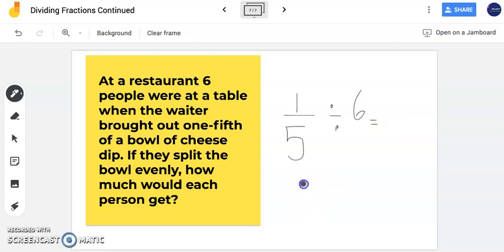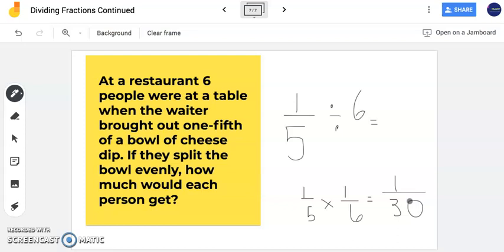So now when we divide, we have 1/5, and we're going to multiply by the reciprocal of 6, which is 1/6. So really, each person is only getting 1/30 of that cheese dip. So imagine that little amount of cheese dip left at your table, and every single person wants an equal amount. They're only going to actually get 1/30 of that original dip, of the whole dip. And 1/30 would be your final answer.